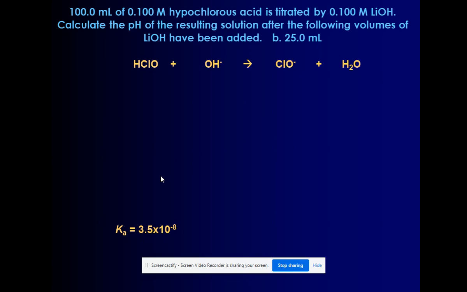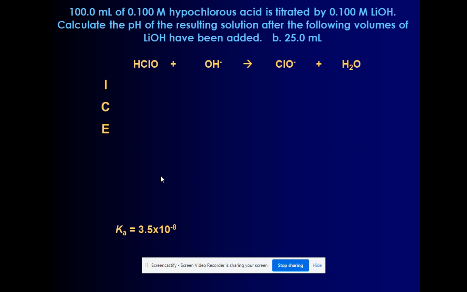In our next example, we are adding hydroxide. We are adding 25 mils of it. So when we are adding strong base, we have to stoichiometrically determine how much of the acid got consumed, whether the acid or the hydroxide was our limiting reactant. We don't have any of the hypochlorite ion present initially, and we don't have any water initially. This should be a single arrow because we are completely consuming one of those two components. Anytime you have strong, you're going to be consuming.